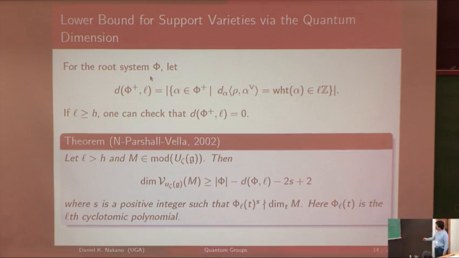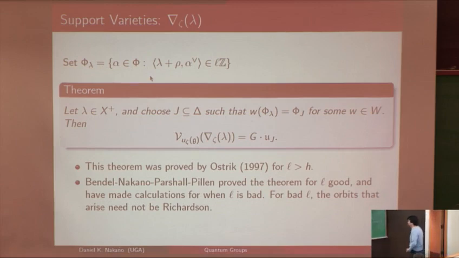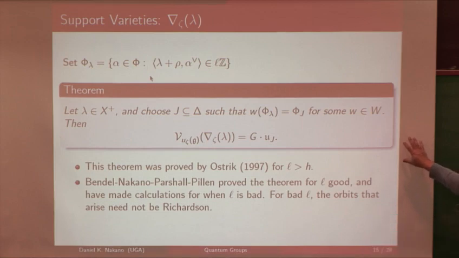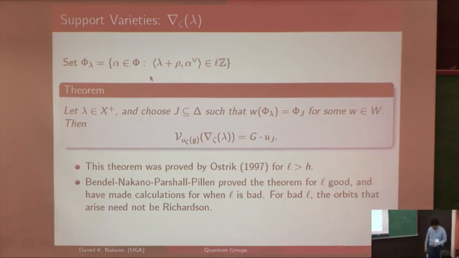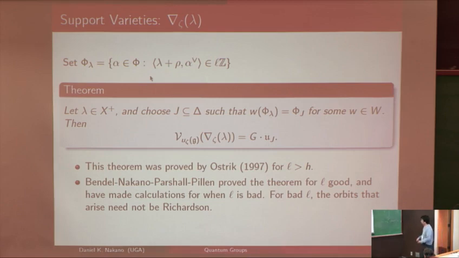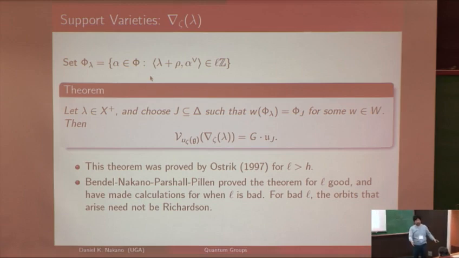Okay, so now I'll give you an idea of how to actually compute support varieties for these induced modules. Induced modules and Weyl modules are going to have the same support varieties, so we can just do it for the induced modules. So here's what the theorem says. You take all the roots where, if I take this particular lambda, then lambda plus rho alpha check is a multiple of L. The way you should think about this is you take your lambda and you're looking at the affine Weyl group.